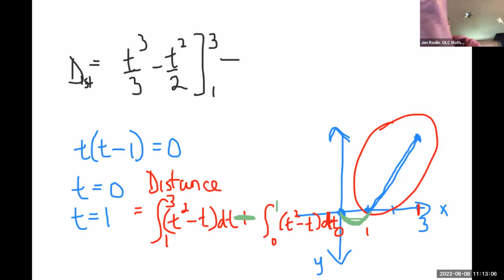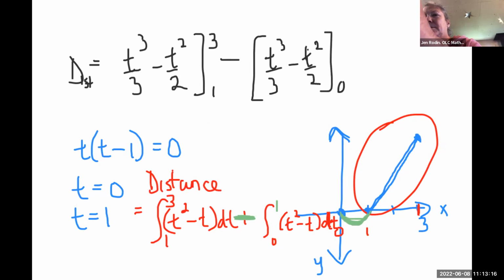minus, same deal, from 0 to 1. So 3 to the third is 27 over 3, 3 squared over 2, minus. It just ends up being a lot of terms. The math isn't hard, but it's easy to mess up and even forget the denominator or something.